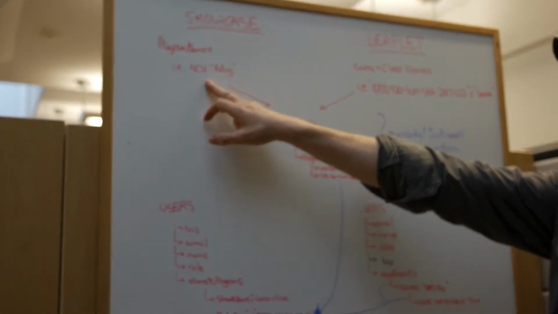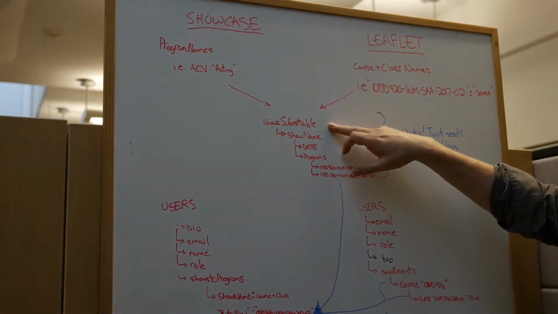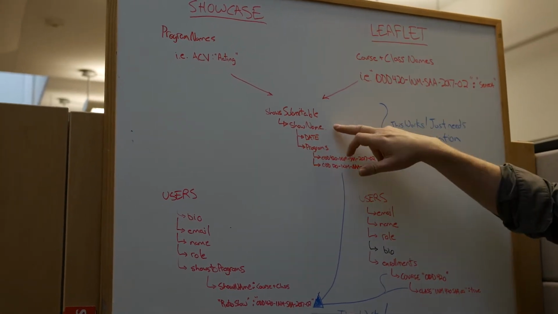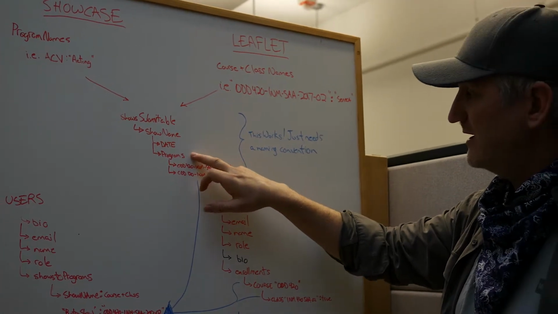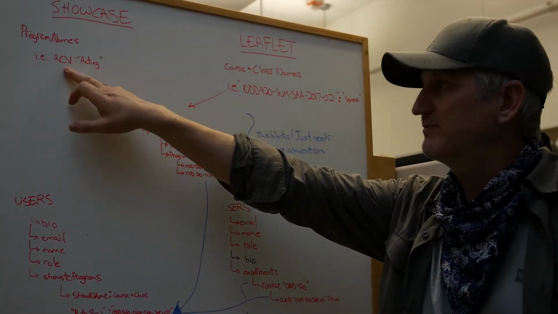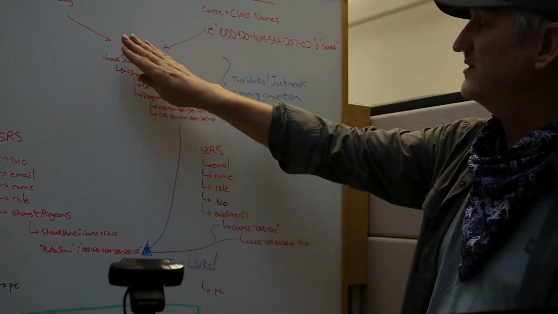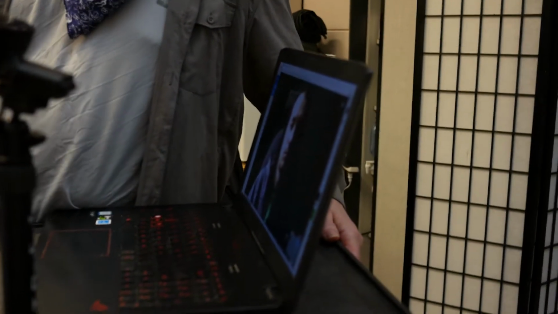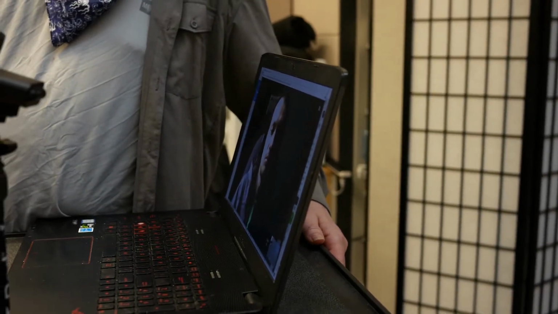But that does become significant because we also have the shows submittable here, in which we have the show name, so say we were doing Coalesce, date of the show, and then in a programs collection, it lists out all of these program codes. So these are the program codes that are allowed to submit into that particular show. So keeping that in mind, over here on the Leaflet side, we don't really have program names. We have course names and class names.